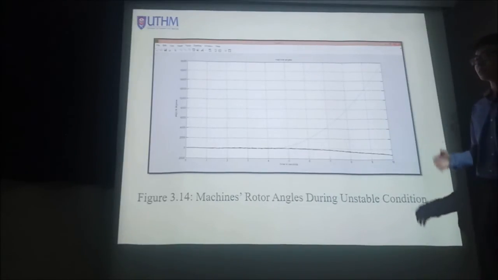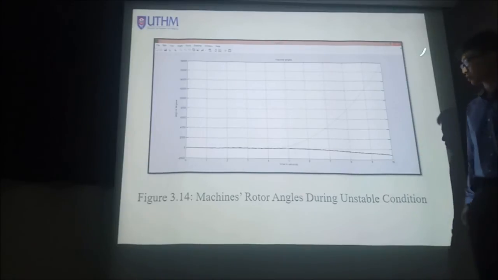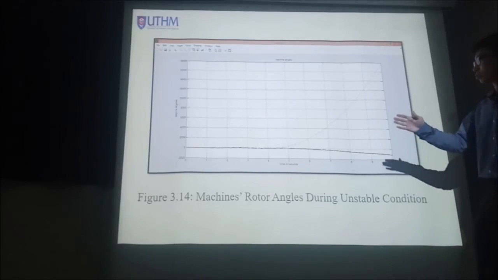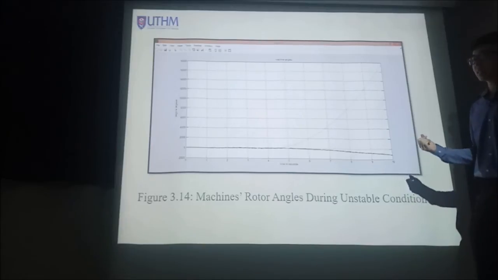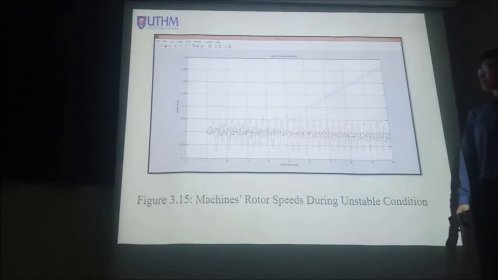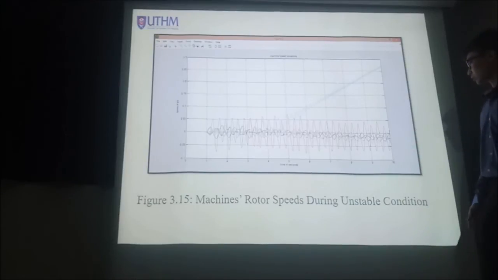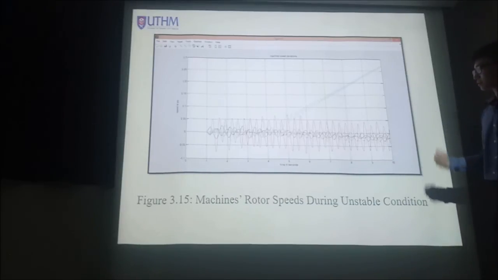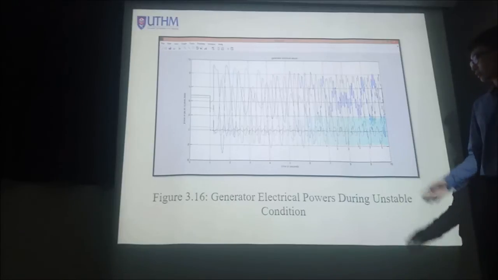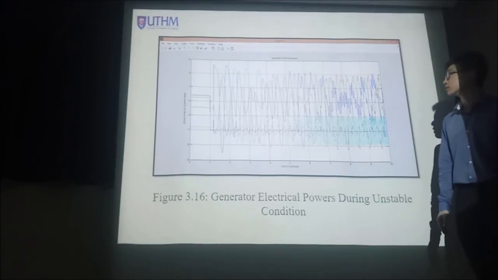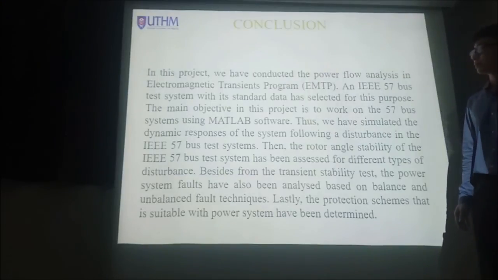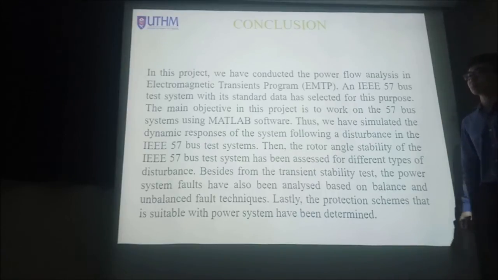And finally, to the last stage, which is unstable condition. It is obvious to be seen that this machine's rotor angle is in unstable condition. We have no fluctuation at all. Next slide, please. You can see also in the machine's rotor speed, it is obvious also for you to identify it as unstable condition. Next. And the last graph for the simulation, which is the generated electrical power during unstable condition. As we can see here, they are in quite an unstable condition. Yeah. Conclusion, I will pass to Hamza.